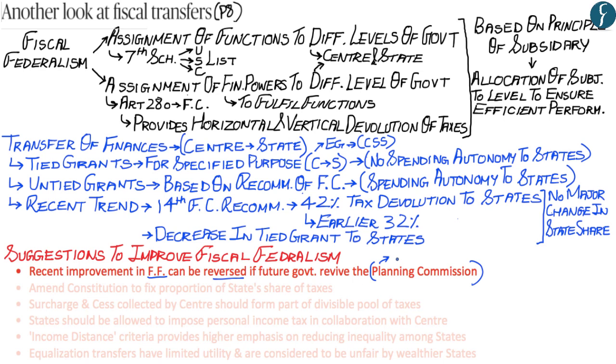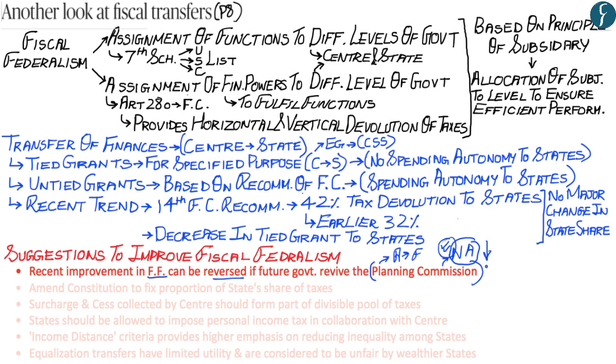Now, what used to happen earlier was that the Planning Commission used to allocate finances to the states. However, what happened recently was that the Planning Commission was replaced by the Niti Aayog, and the powers of the Niti Aayog were decreased as compared to the Planning Commission, whereby Niti Aayog now is mainly a think tank and does not have any power with regards to allocation of finances.